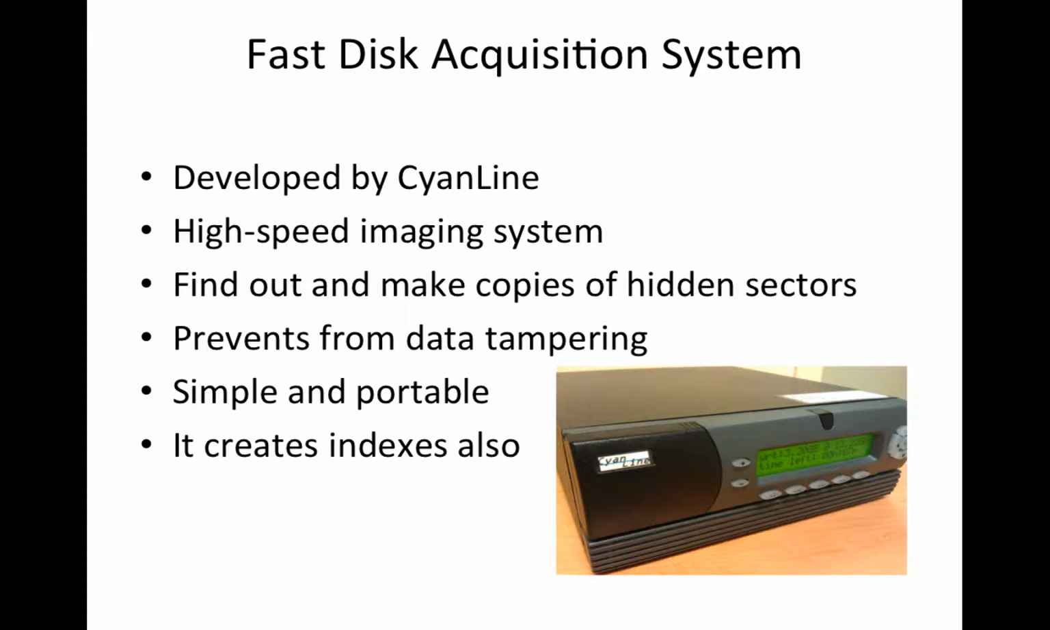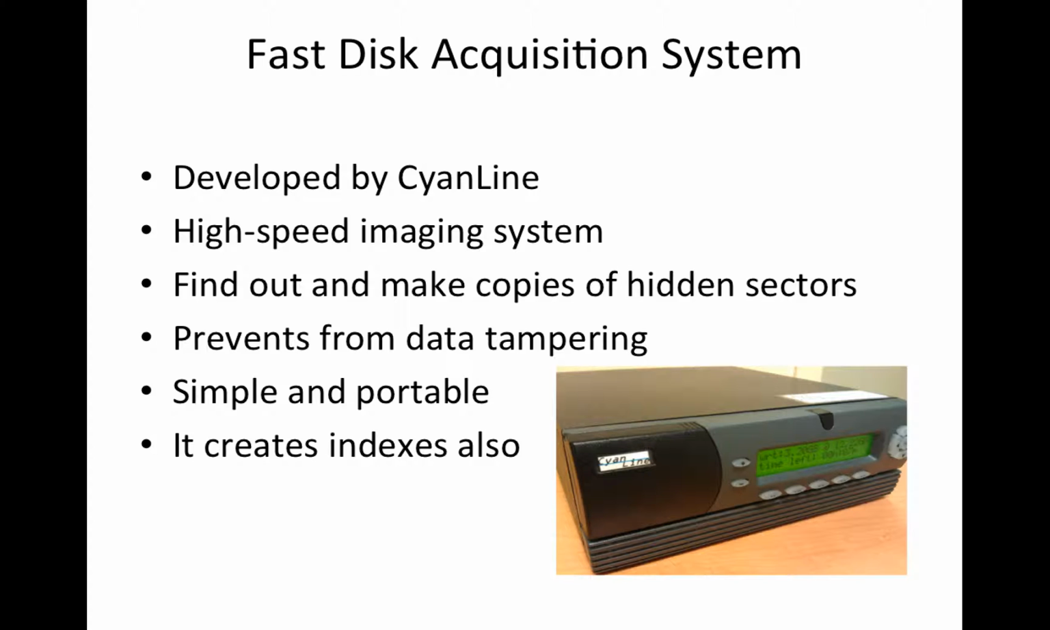Here is the fast disk acquisition system. It's developed by the CLN company, a New Jersey based forensic investigation company that works around New Jersey. FDAS is a fast disk imaging system. It finds and makes copies of hidden sectors. As I told before, there are gaps and hidden sectors in a hard disk. It finds those hidden sectors and gaps as well, and it prevents data tampering.